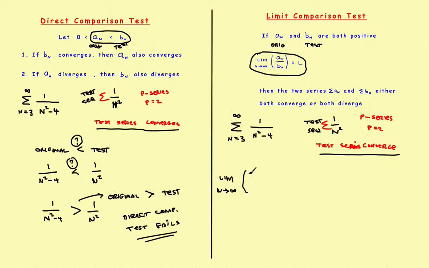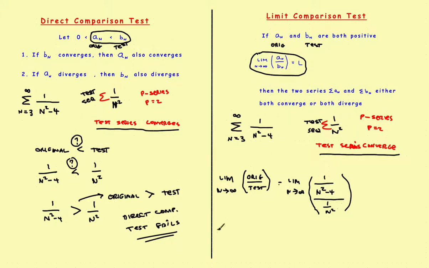of, now again, you can put the original over the test or the test over the original. I like to think of it like this: I'm just going to put the original over the test. And I want to know, is it a constant or not? So that's going to give me the limit as n approaches infinity, where the original function is 1 over n squared minus 4, and I'm going to divide that by 1 over n squared. So it's going to be this sequence over this sequence.